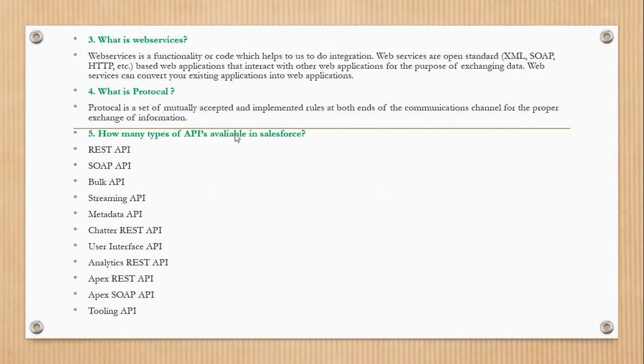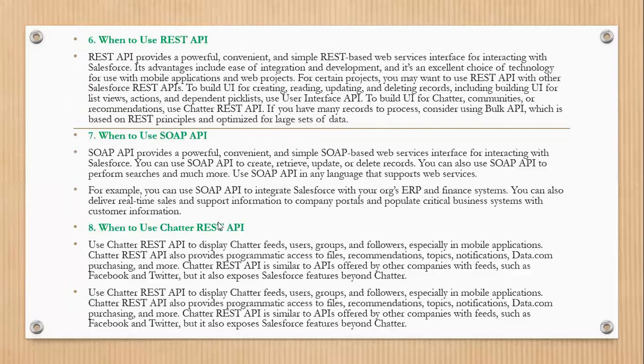How many types of API are available in Salesforce? REST API, SOAP API, Bulk API, Streaming API, Metadata API, Chatter REST API, User Interface API, Analytics REST API, Apex REST API, Apex SOAP API, Tooling API. Next question. When to use REST API?